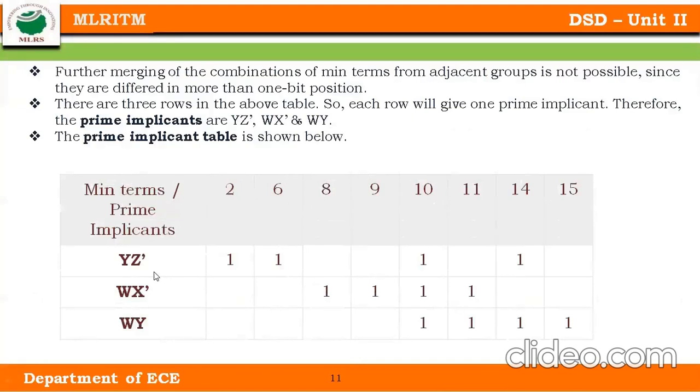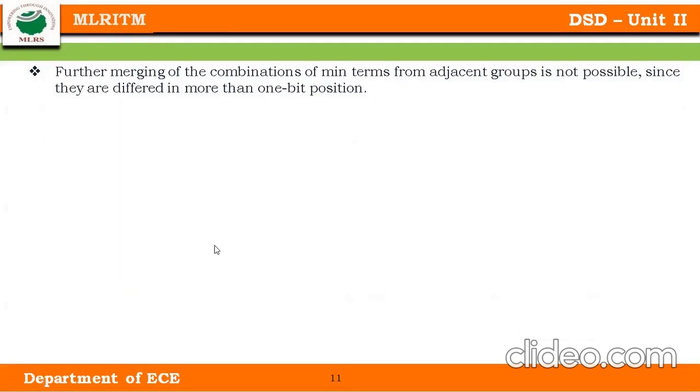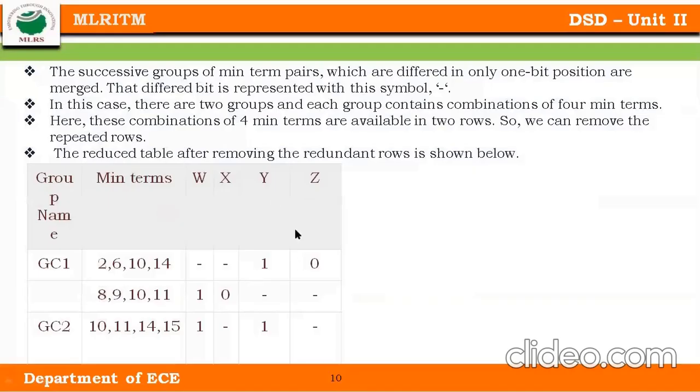What I said is that in a prime implicant table, the rows consist of your prime implicants and the columns are your minterm values. These minterm values are given in your problem: 2, 6, 8, 9, 10, 11, all the minterms need to be written here. And the prime implicants, how do you know that it is a prime implicant? So what is the value here?